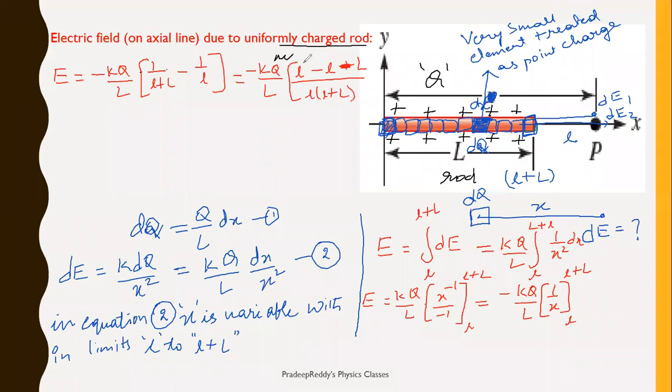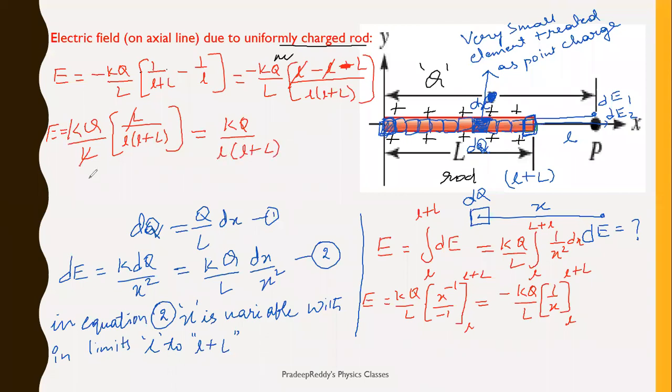Taking LCM, this L and L gets cancelled. Negative and negative will become positive. So finally, electric field E is equal to K capital Q by L into L divided by small l into l plus capital L. This L and L gets cancelled. Finally, you can write the electric field due to this rod as K capital Q divided by small l into l plus capital L. This is the final expression for electric field due to the rod.